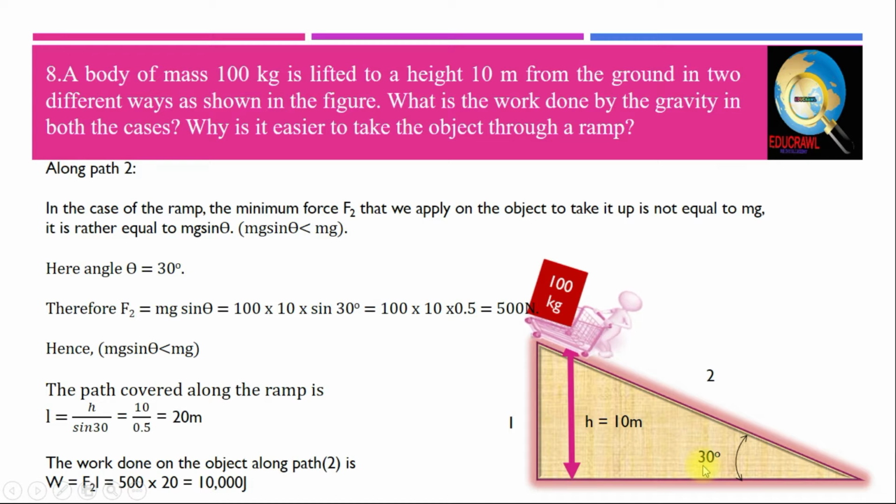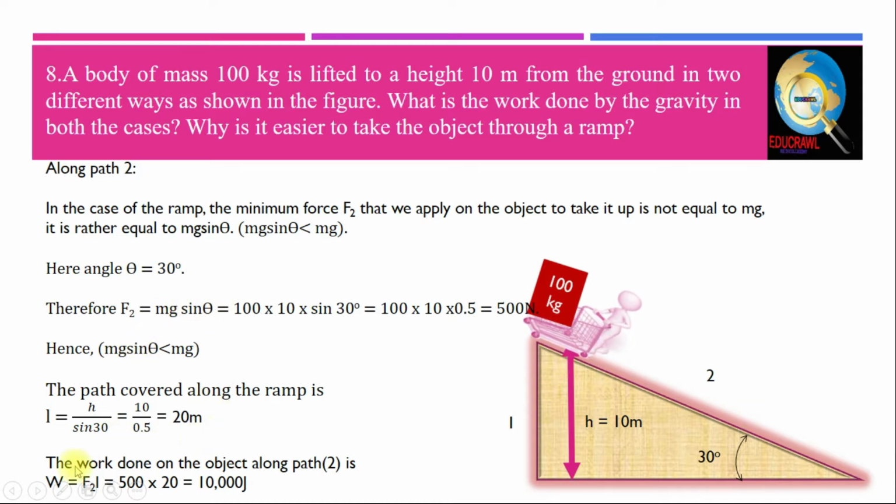So sine 30 will be h, that is this height, divided by the hypotenuse. Hypotenuse is denoted by L, that is the slant length. So sine 30 will be equal to h by L. We need to find the value of L. So L will be equal to, you have to reverse the formula, h by sine 30. H is 10. Sine 30 is 1 by 2, which is 0.5. So 10 divided by 0.5 is 20 meter. So 20 meter is the slant height, that is the length of the ramp.